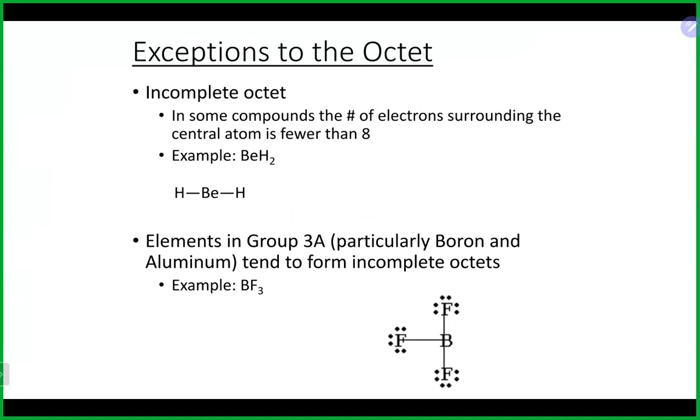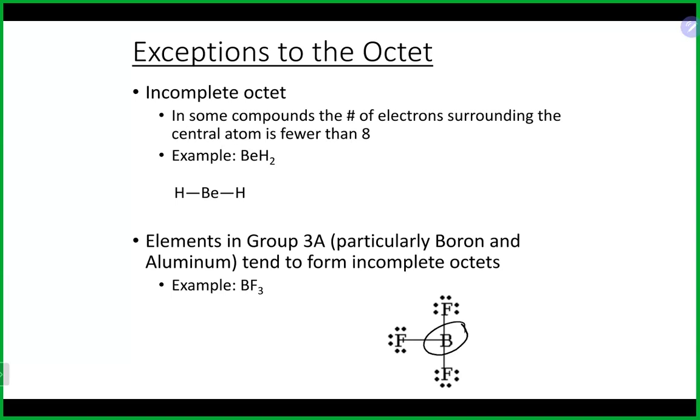The first exception to the octet rule is what's known as an incomplete octet. There are certain elements that are perfectly fine with less than 8 around them. Your most common ones are beryllium, aluminum, and boron. And I would say out of those, boron is typically the one that you see the most. Boron is perfectly fine with 6. That's why it's referred to as an incomplete octet.